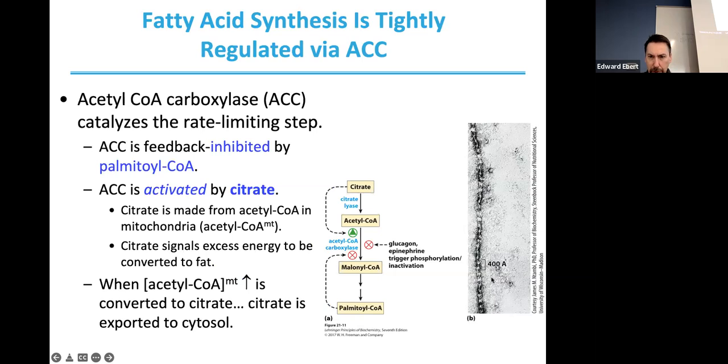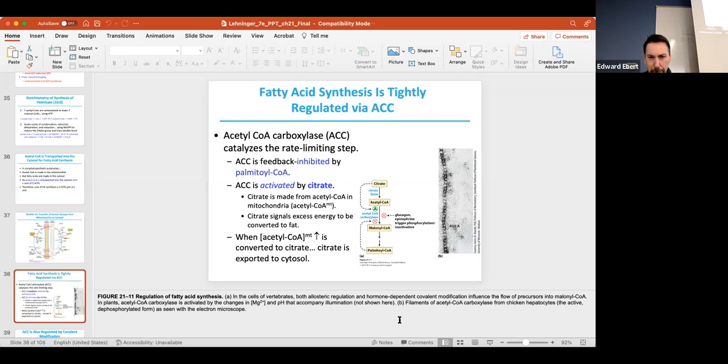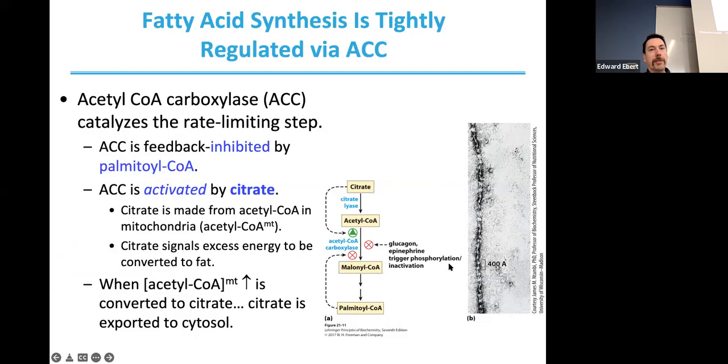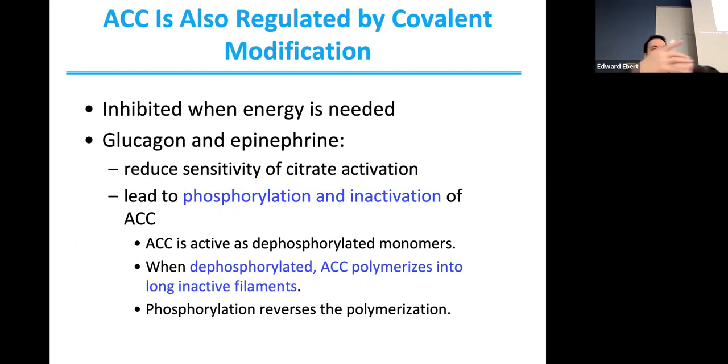I think this is our, let me check to make sure I'm telling you the right thing on this. Yes, so that little electron micrograph on the far right is filaments of active acetyl-CoA carboxylase, right? So we actually get these nice little filaments when it's dephosphorylated, because these long things can kind of come together. When we phosphorylate it, it breaks those apart. So we just have little pieces out there.